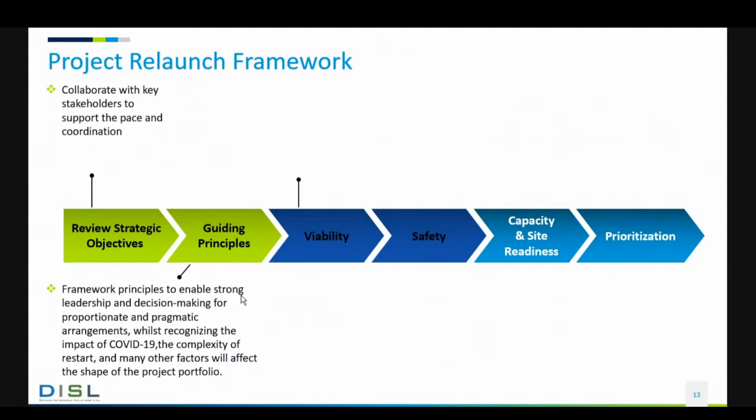And these principles for your framework, you want to make sure you have strong leadership and decision making so that you can make proportionate as well as pragmatic arrangements, proportionate given the risk and where things have moved within the COVID-19 environment. And you're doing this whilst recognizing the impact within the wider society, the complexity that may be in place for restarting, as well as any other factors specifically unique to your organization that's going to affect the overall scope of your project portfolio.